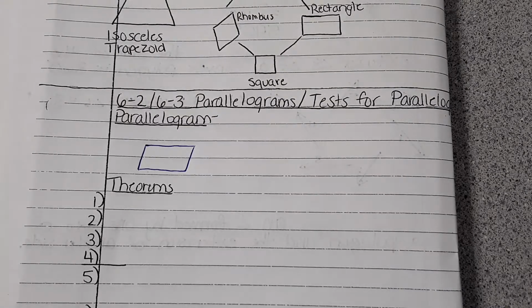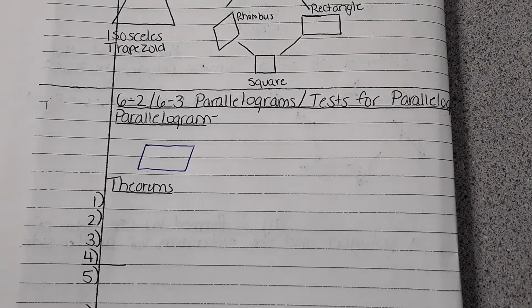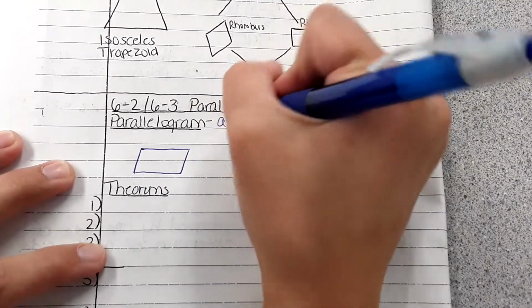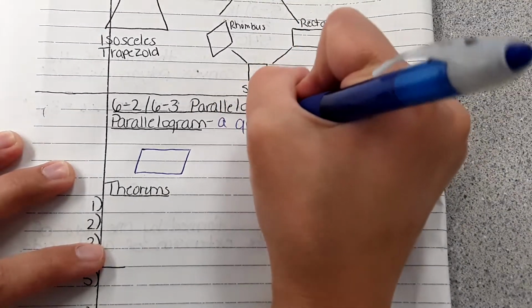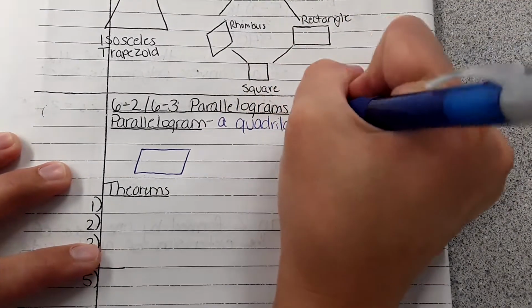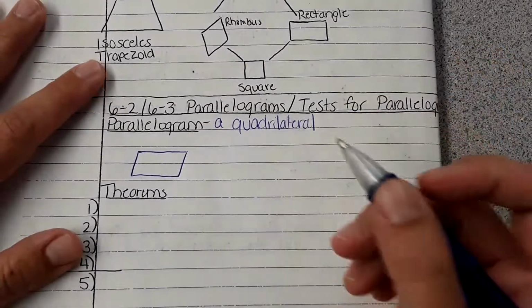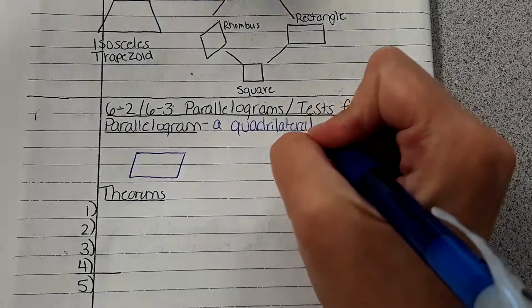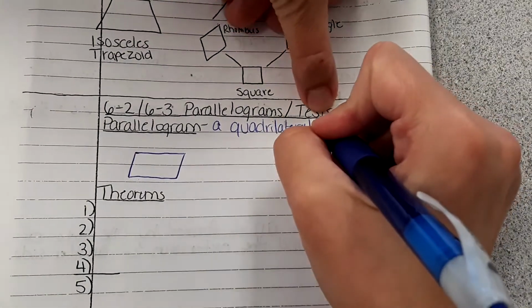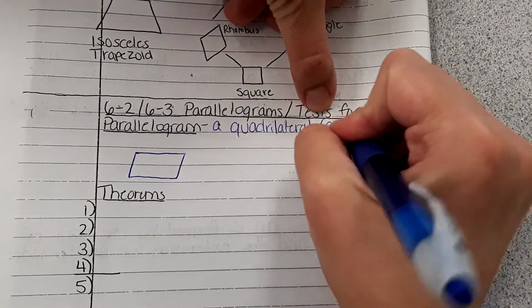Okay. The definition for a parallelogram is it's a quadrilateral, so four-sided shape. And as I write this out, I'm going to be identifying abbreviations I'm going to use later on. So quadrilateral, instead of having you write that out every single time, we're going to abbreviate that as quad, period.